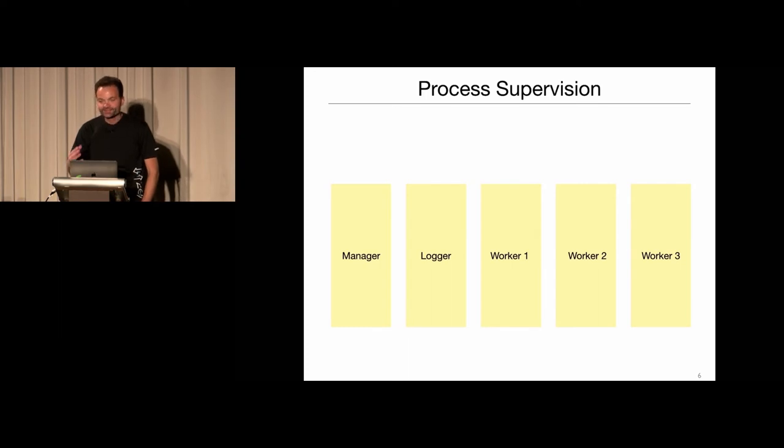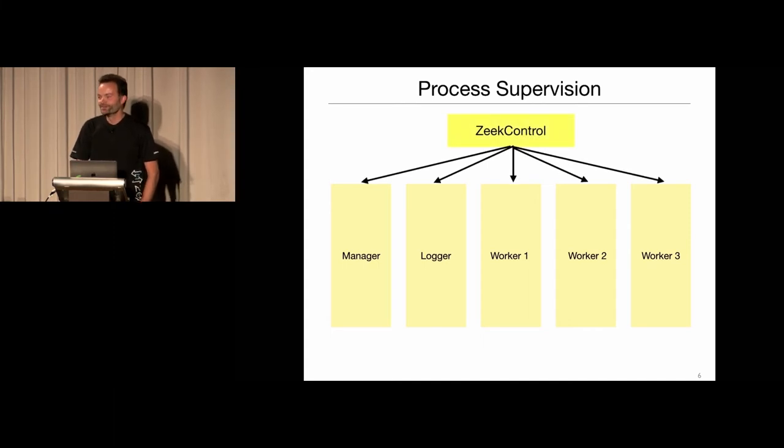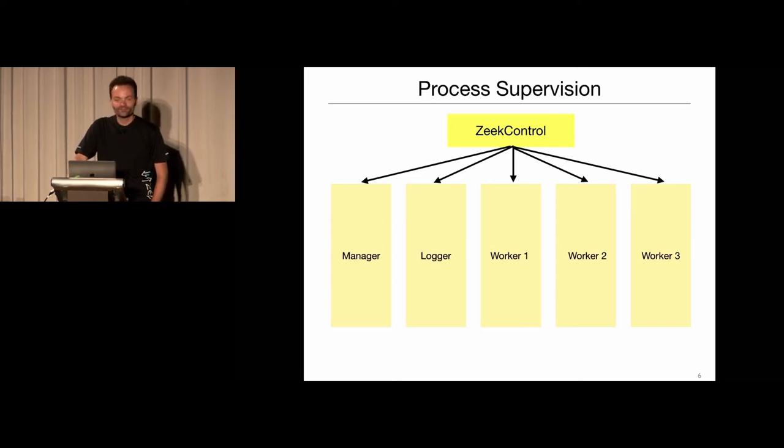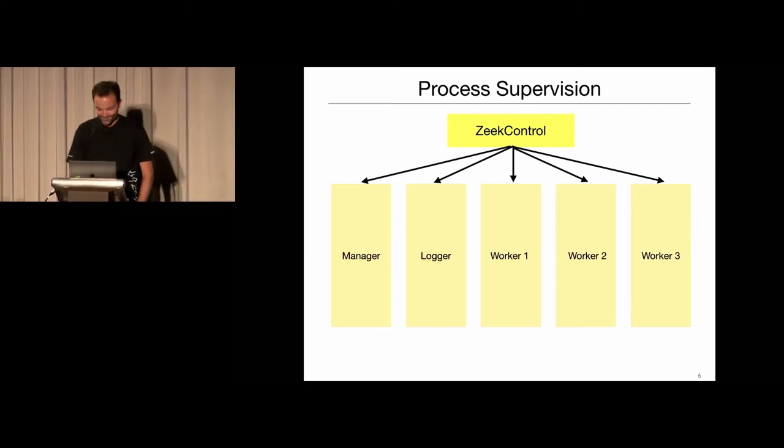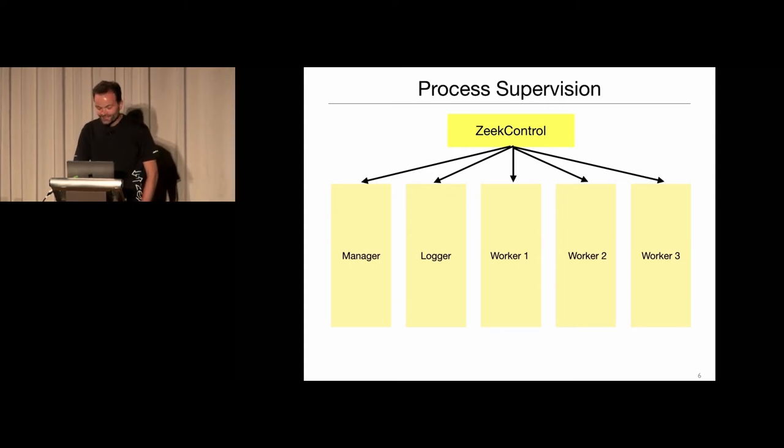Right now, from a system perspective, there's pretty much nothing tying them together except ZeekControl, this external Python tool, which usually through cron every 5 minutes checks whether all these processes are still running, and restarts one if it died in the meantime. But it's a very loose form of process supervision. It's clearly not ideal for a number of reasons, including deployment.